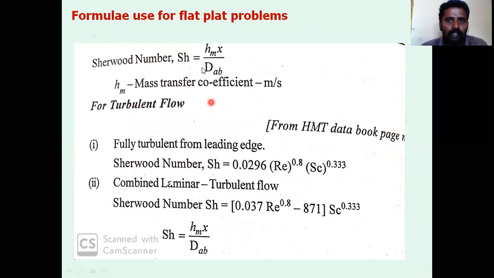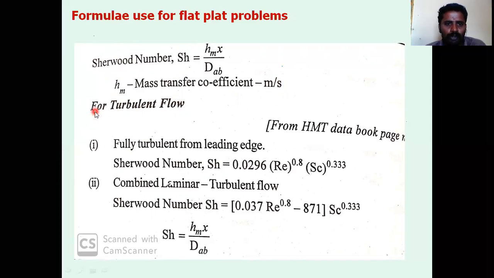Next is the Sherwood number. To find the Sherwood number, Sh = h_m x divided by D_AB, where h_m is the mass transfer coefficient, x is the distance, and D_AB is the diffusion coefficient. The procedure is the same as for the heat transfer problem. In heat transfer or convection, we follow the Nusselt number, Nu = hL by k or hD by k. Here the Sherwood number takes the place of the Nusselt number. That is the small difference between heat and mass transfer. h_m is the mass transfer coefficient, in meters per second. In many problems, we should find the h_m value.